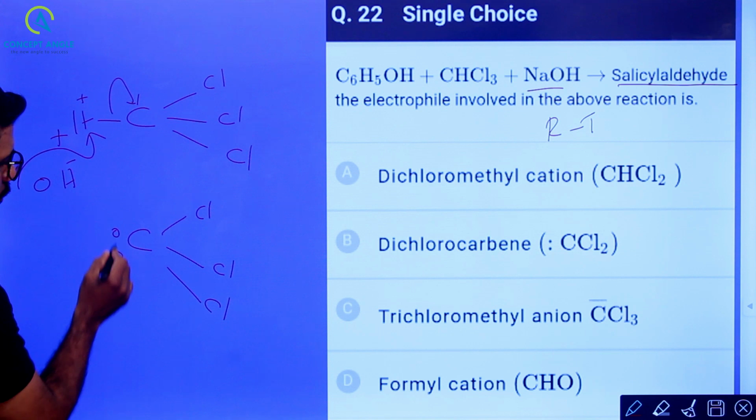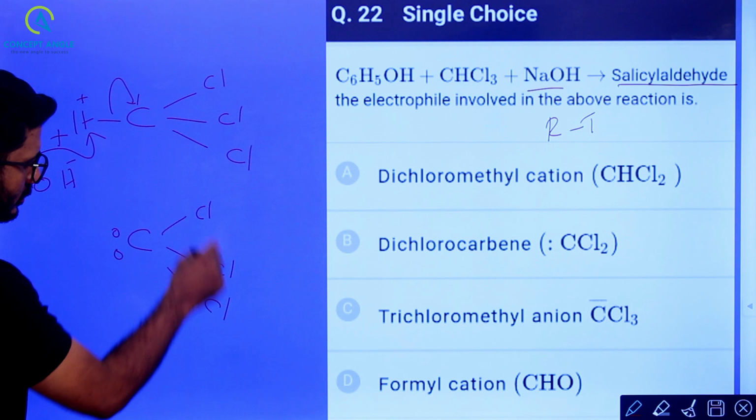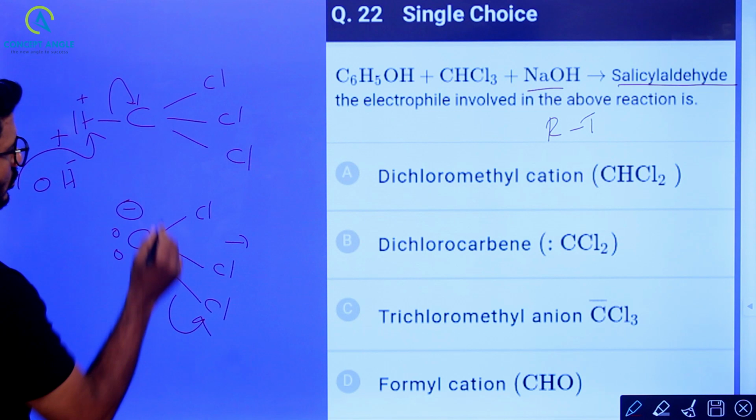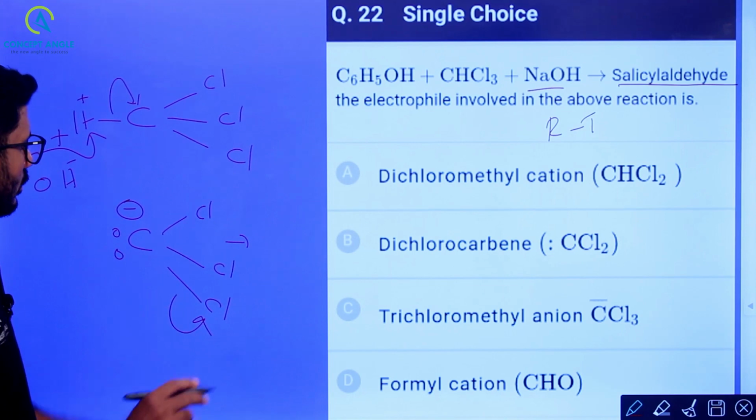5 electrons around the carbon atom. There are 3 bonds and 1 lone pair, so it exceeded the valency. So one more chlorine will be removed in the aqueous solution. As there are 5 electrons, there will be a minus. Obviously, there will be a minus. In order to remove this negative charge, one chlorine atom will be removed.